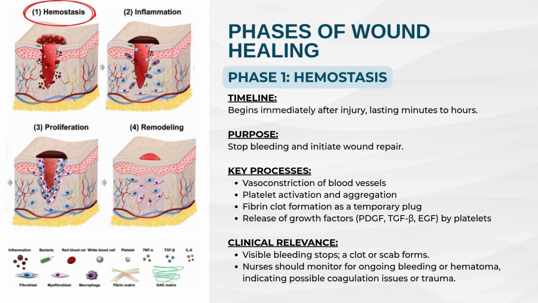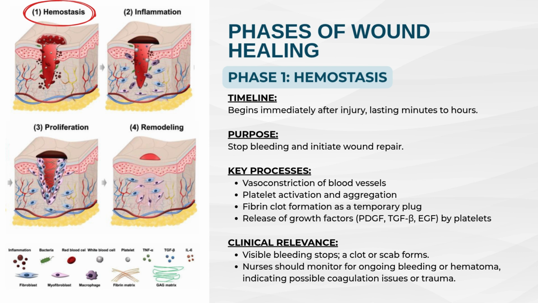Key processes include vasoconstriction of blood vessels to reduce blood loss, platelet activation and aggregation to form a temporary plug, fibrin clot formation, which creates a scaffold for incoming cells, release of growth factors like PDGF, TGF-beta, and EGF to signal the next wave of healing activity.